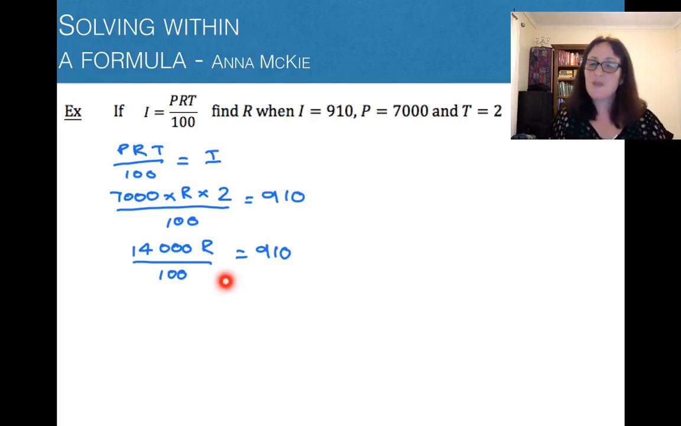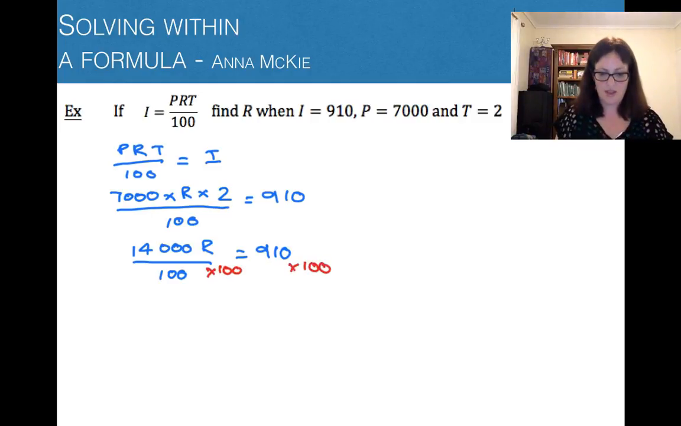Now there are a few ways that you could solve for R now, and some that perhaps are more efficient, but I'm going to show the way that I think my students will respond best to. So this is currently being divided by 100, so we need to do the opposite of that. So we need to times by 100 and therefore write out what's left. So our 14,000R is equal to 91,000, 3 zeros.